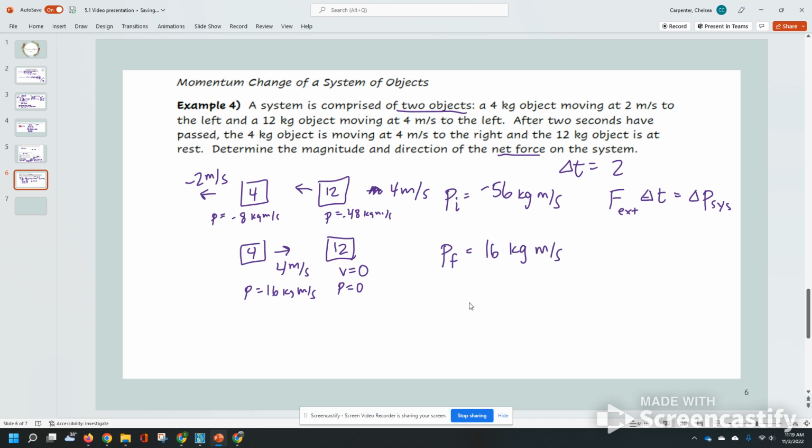So here I can look at my change in momentum. My change in momentum equals final minus initial, 16 minus negative 56, which equals my external force times my change in time, which is 2 seconds. So if we take 16 plus 56, divide by 2, our external force is 36 newtons.